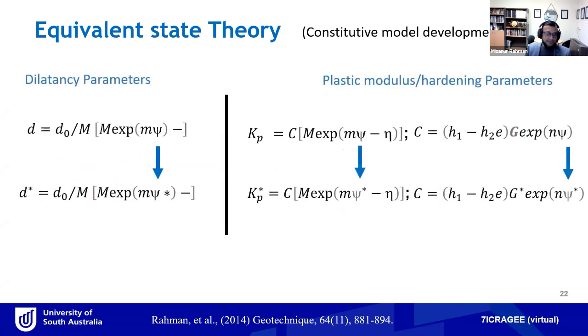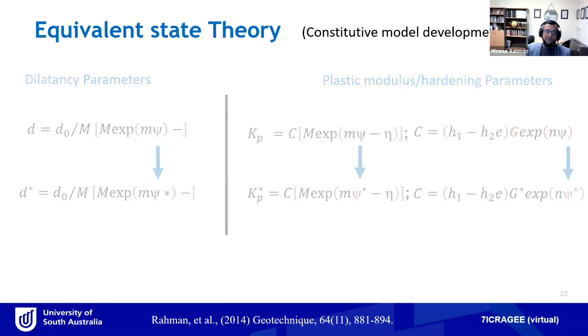When you look at the dilatancy parameter, it's a bounding surface model we are looking at. So it has a function of psi, the parameter D, and the stress ratio is missing over here. All the parameters D naught and M would be the same, only we change psi to psi star, as I explained before. The plastic modulus and hardening parameter would be the same thing over here. Every parameter remains the same, we just change psi to psi star, G to G star, and that's the model is ready.